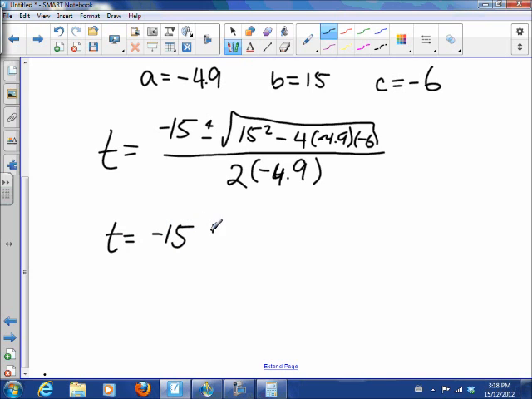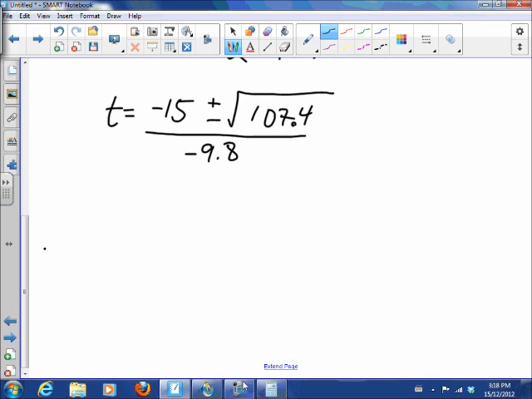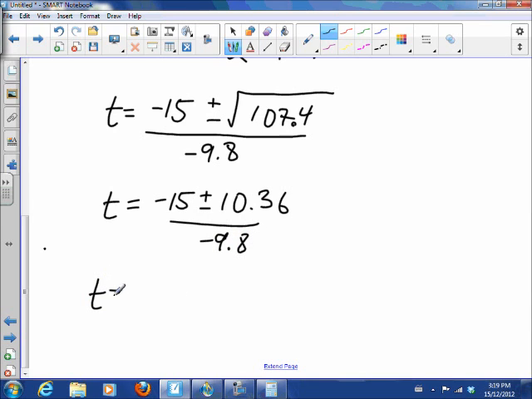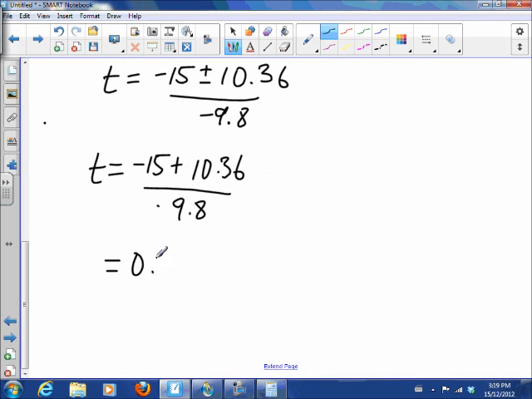So what we end up with is that the square root here, or the thing under the square root, is 107.4. Okay. So t is equal to negative 15 plus or minus 10.36 over negative 9.8. So t is equal to negative 15 plus 10.36 over negative 9.8, which is 0.47.